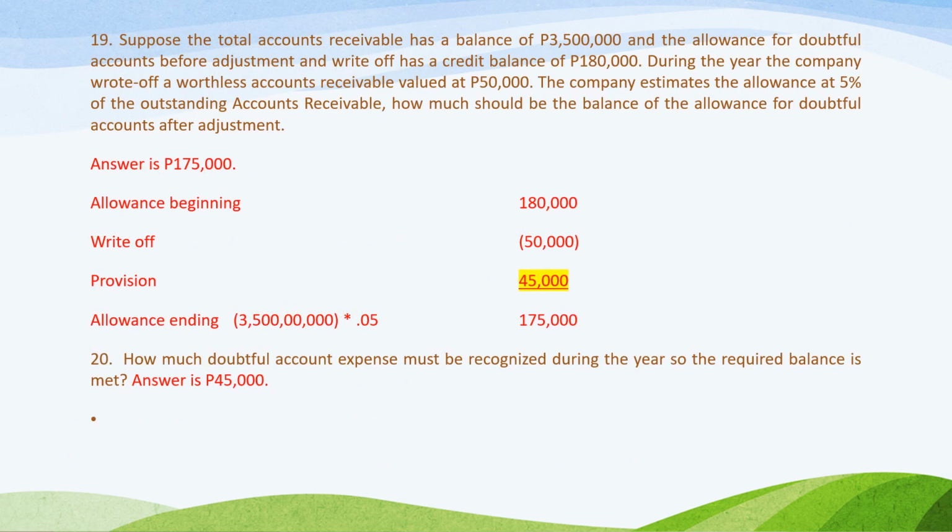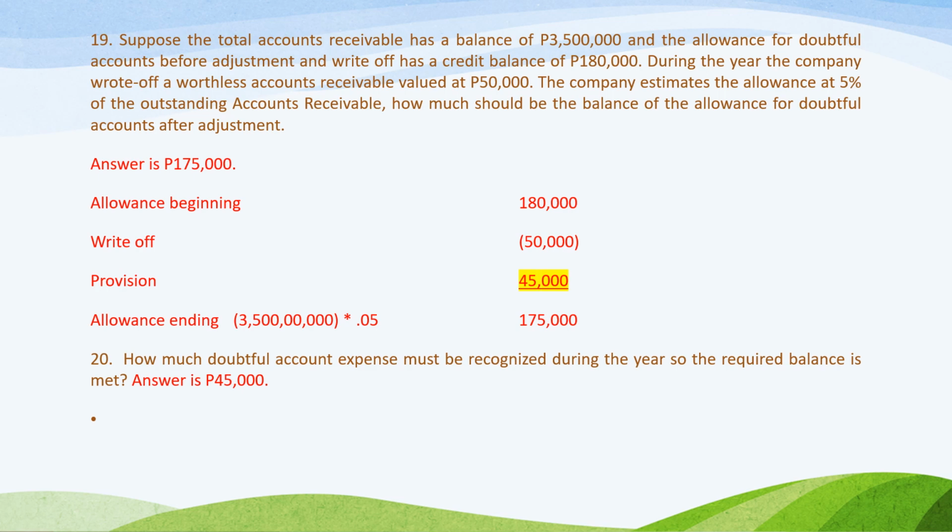Suppose the total accounts receivable has a balance of 3,500,000 and the allowance for doubtful accounts before adjustment and write-off has a credit balance of 180,000. During the year, the company wrote off a worthless accounts receivable valued at 50,000. The company estimates the allowance at 5% of the outstanding accounts receivable. How much should be the balance of the allowance for doubtful accounts after adjustment?